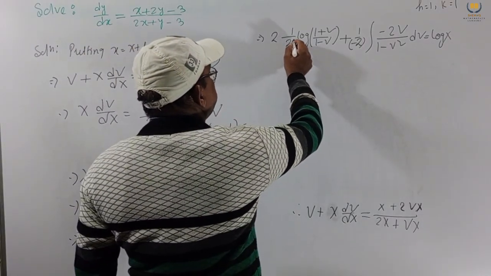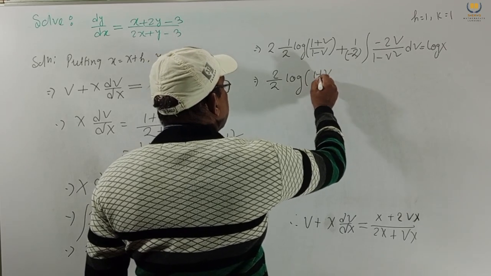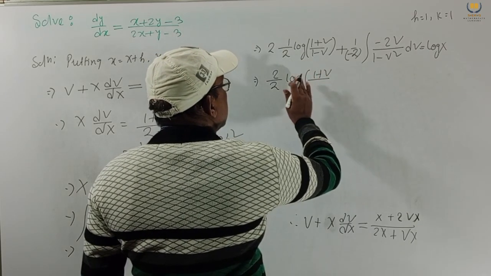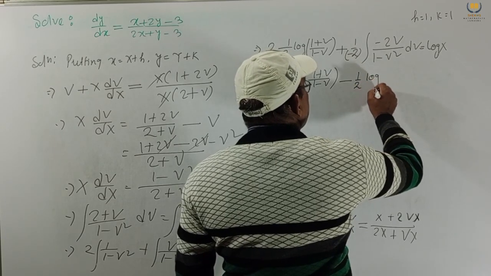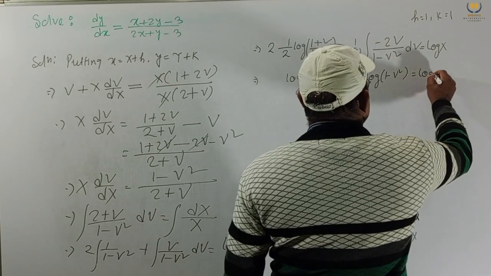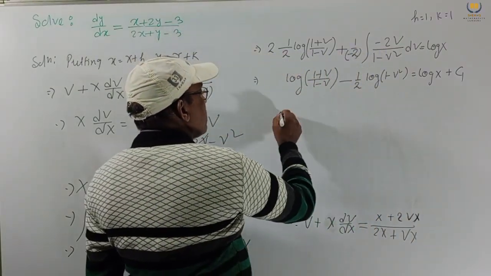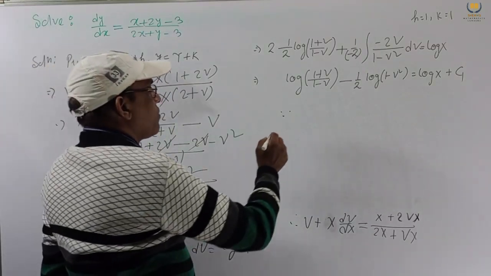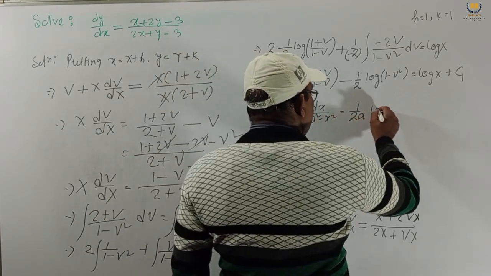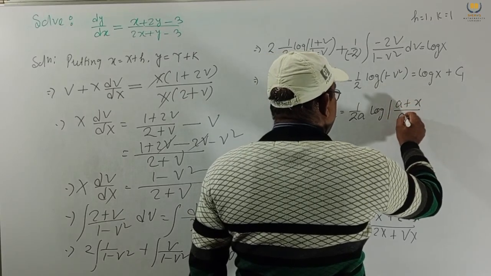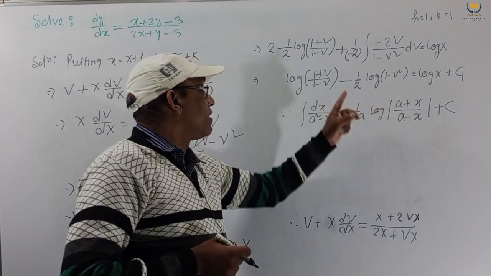This 2 to cancel, or you can write 2 by 2 log 1 plus v, by 2 to cancel directly, 1 minus v and minus 1 by 2, this is log 1 minus v square, this is log x plus C1 you consider. So here, using the formula, we know this formula: integral of dx by a square minus x square equals 1 by twice a log of a plus x by a minus x plus c. If we put a equal to 1, we get this one.